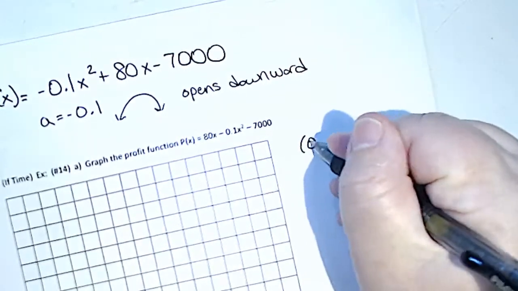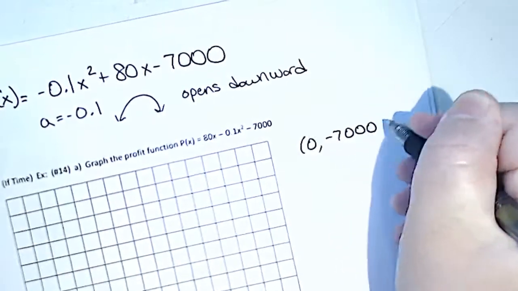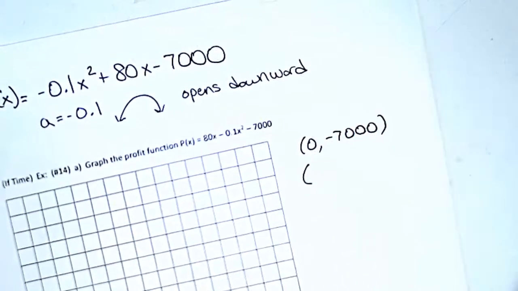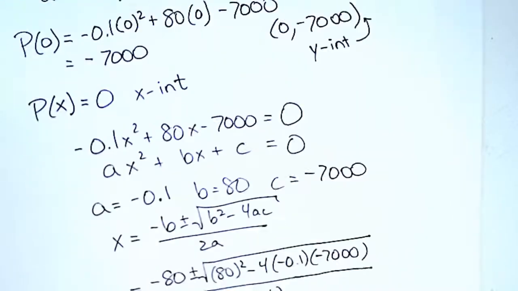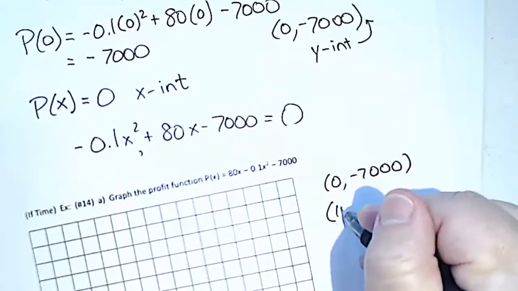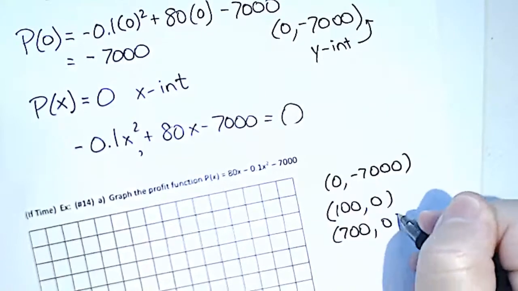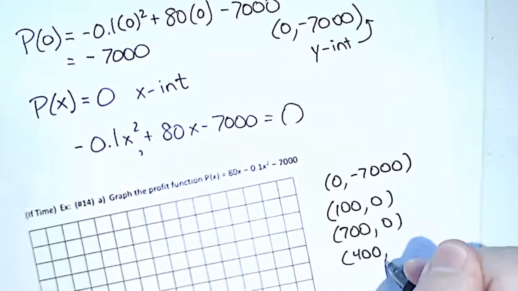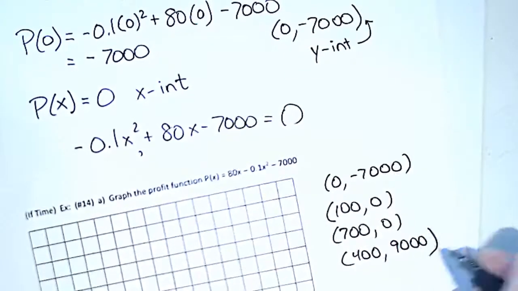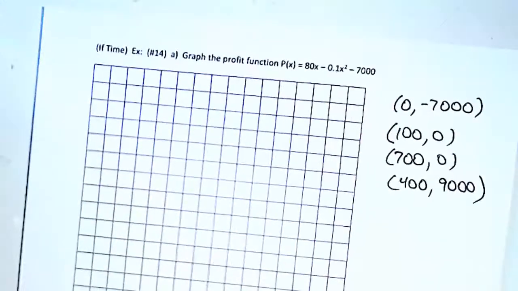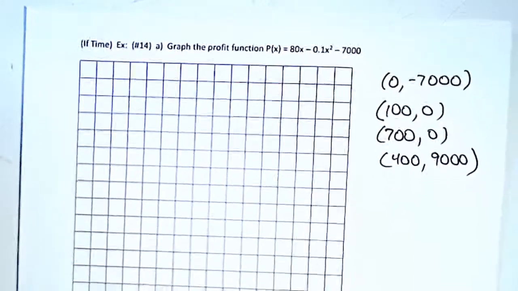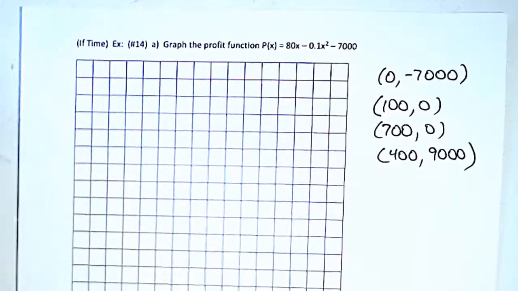I had a 0, negative 7,000. I had the points 100, comma 0, and 700, comma 0, and 400, comma 9,000. So all the 2 pages worth of work got us to this point. We've got these 4 points.